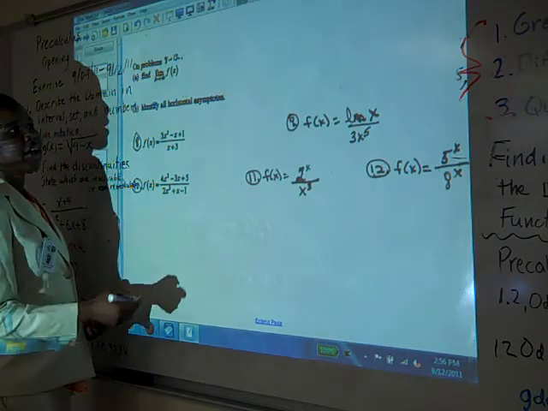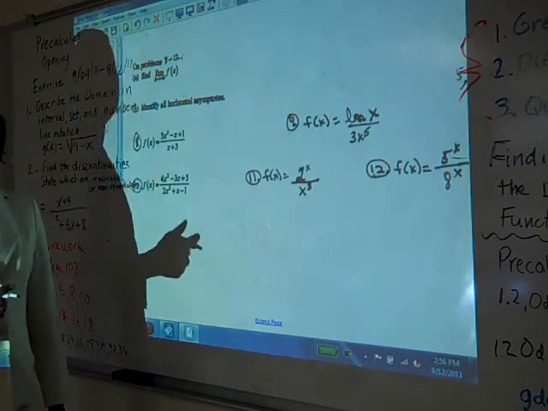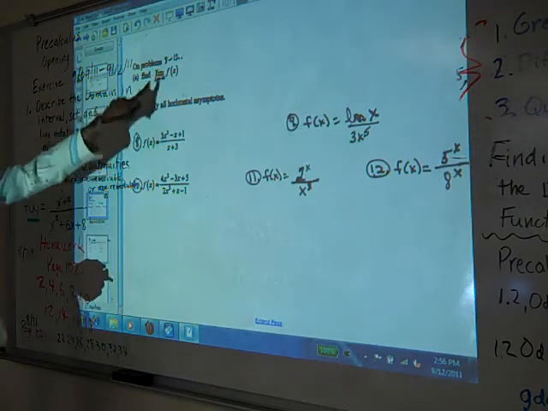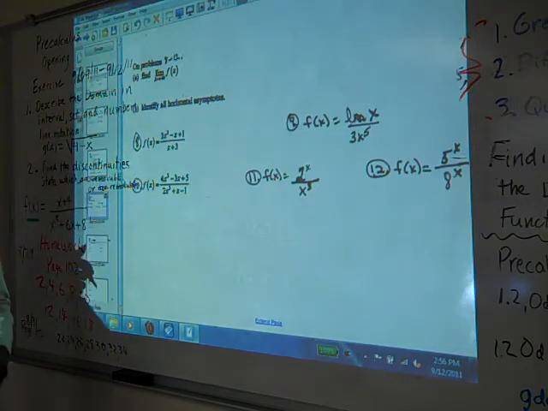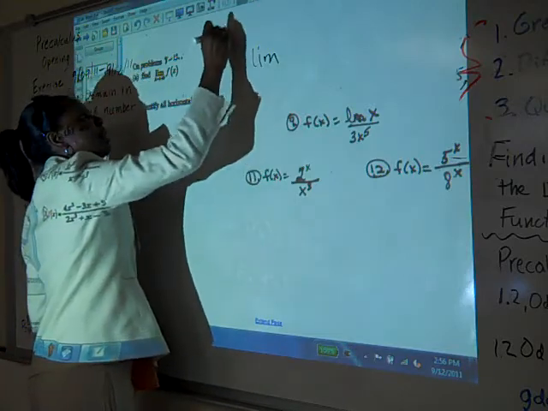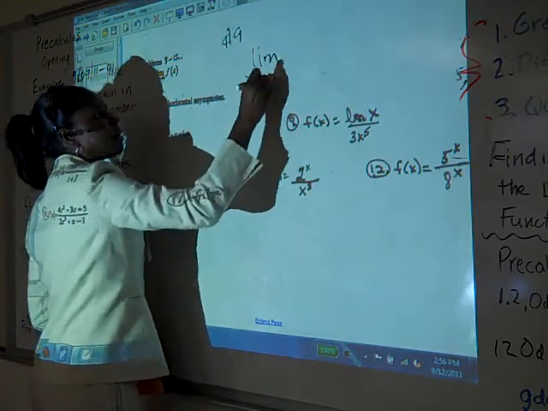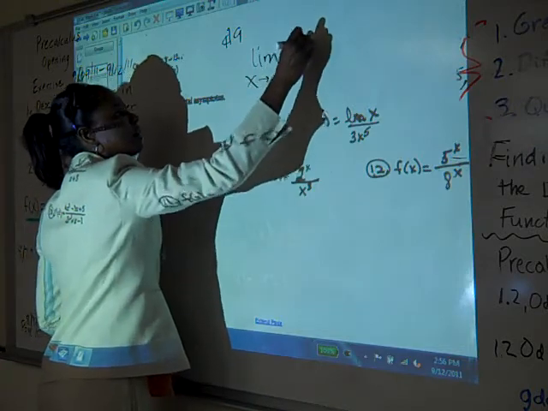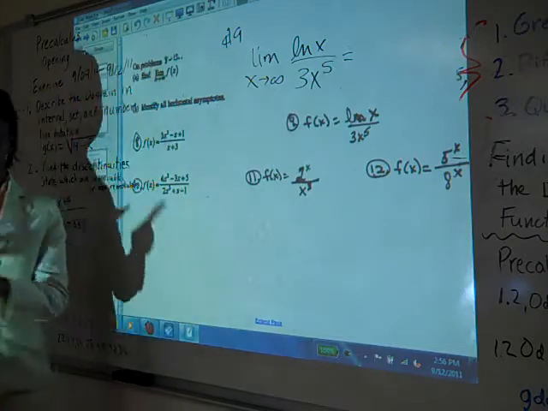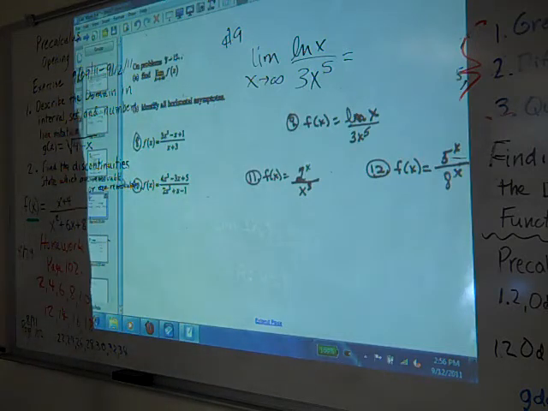Number 9, you've got natural log of x over 3x to the 5th. And what are we doing? Part A and part B? Okay. So for part A, we're doing the limit. This is number 9. All right, do we have a degree on that top one? No, but it's a natural log.